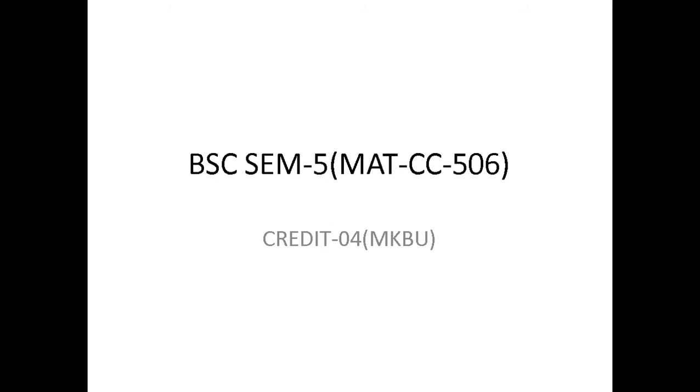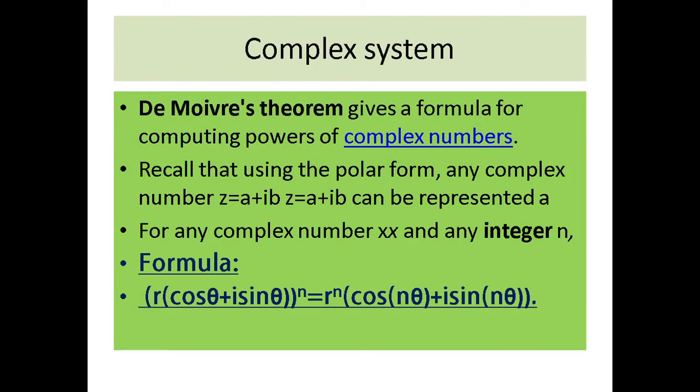What is complex system? In complex system there are various types of topics: what is De Moivre theorem, what is Taylor series, what is Laurent series, then what is differentiability, what is partial differentiability, what is harmonic function, what is analytic function. These are different types of elements which we will cover in complex system. Today our topic is De Moivre theorem, then what is angle, what is modulus, and then how we will find the roots of that equation. These are the main topics of this lecture.